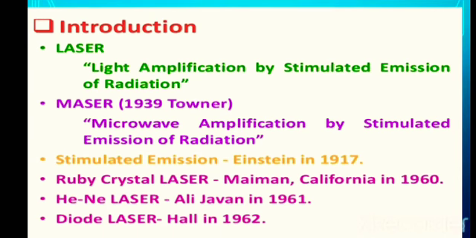Introduction: Laser, light amplification by stimulated emission of radiation. Maser: in 1939, Townes invented the maser, that is, microwave amplification by stimulated emission of radiation. Stimulated emission was proposed by Einstein in 1917. The ruby crystal laser, a form of laser, was invented by Maiman in California in 1960. The helium neon laser was invented by Ali Javan in 1961.